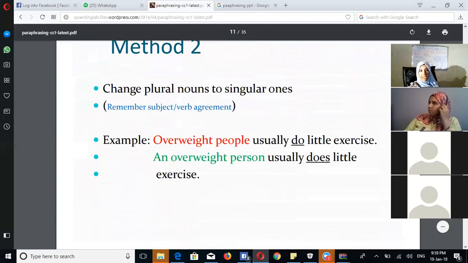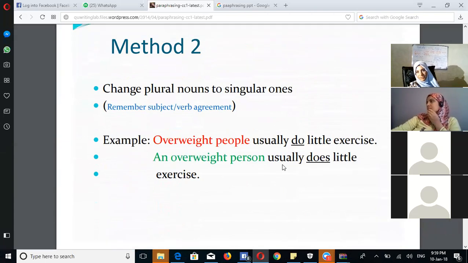Number 2, change plural into singular, and please remember the subject-verb agreement. So if I say, for example, overweight people usually do little exercise, how can I change the words overweight people? I want it to be in the singular form instead of the plural form. So what's the singular form of the word people?